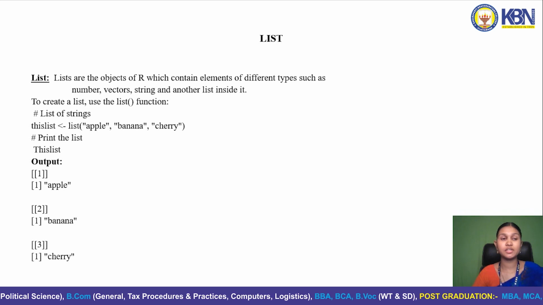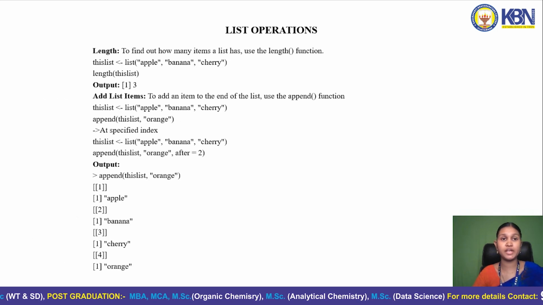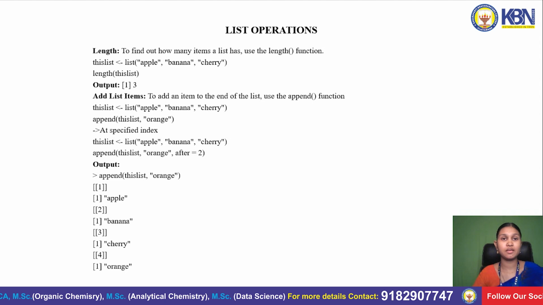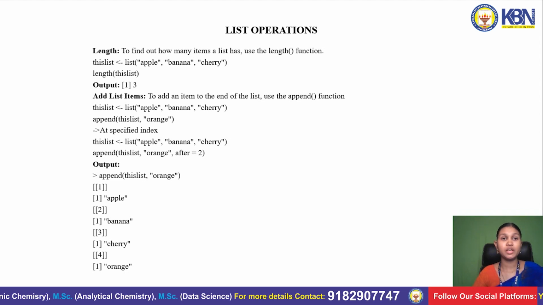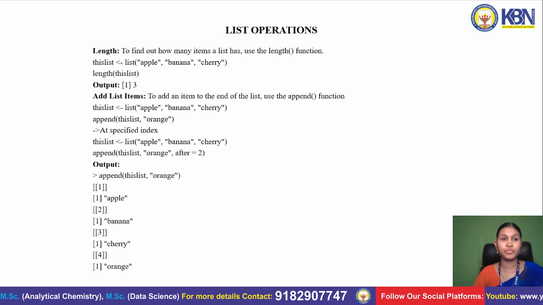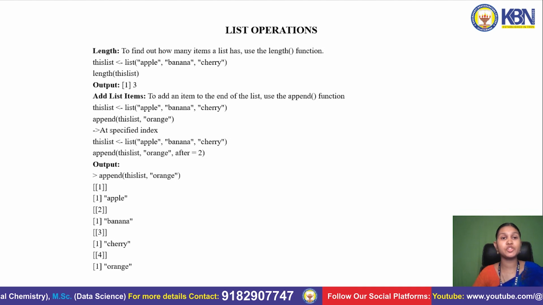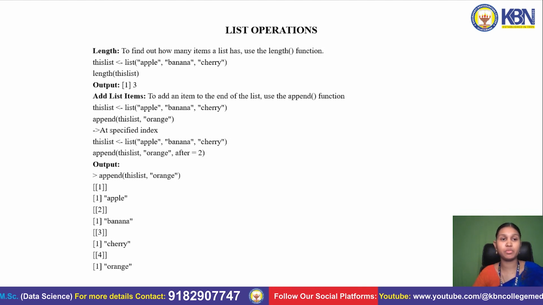Here, let us take one example. This list is a variable, and to this function I am passing 3 values. That's why the output will be represented as the 3 values: apple, banana and cherry. Next one, list operations. Previously we have seen vector operations, and next is list operations. Here length is a predefined function; it gives how many elements are present in this variable.